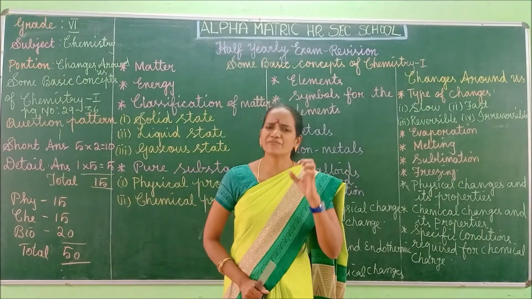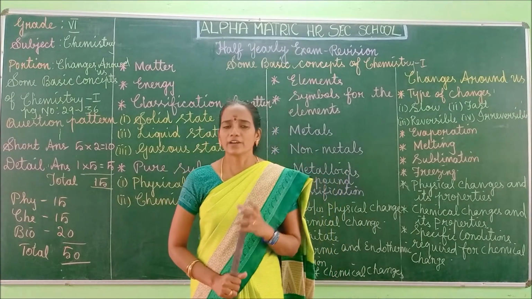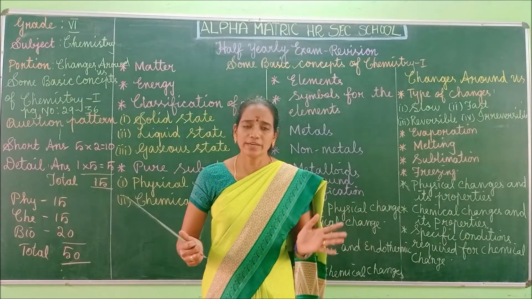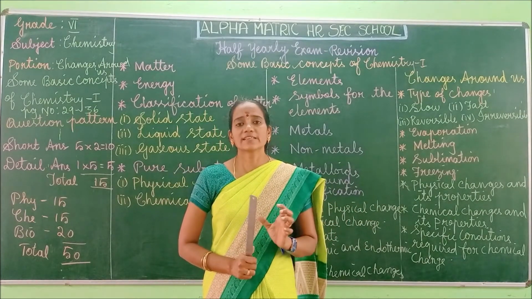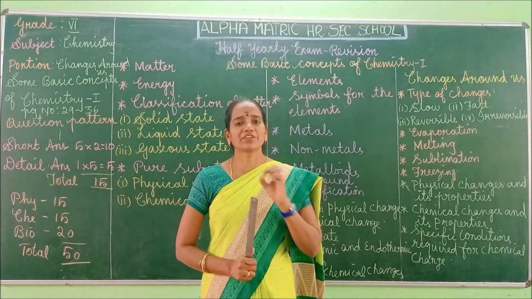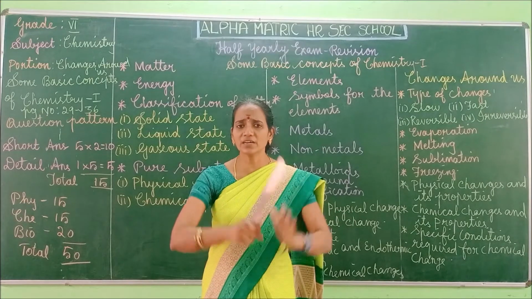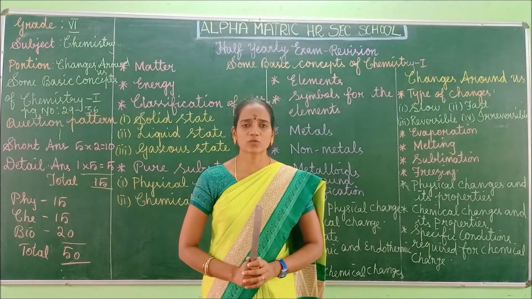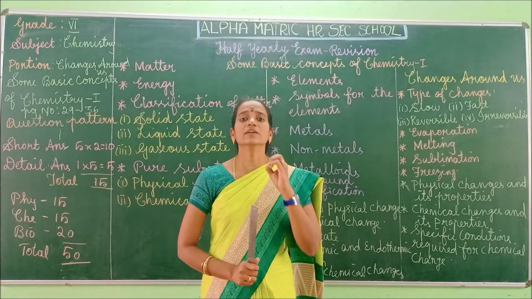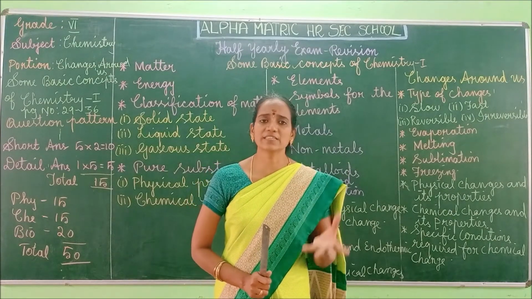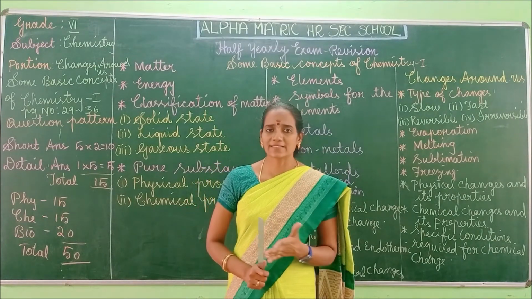Gases have very low density, and gases can flow and diffuse into each other. Gases do not have definite volume, and they do not have definite shape. Hence, they fill the entire space. So gases can diffuse into each other. These are the things about the gaseous state.